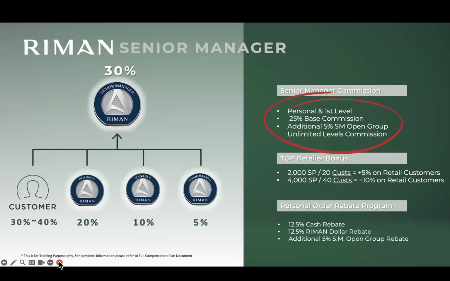Okay. Now, when you get to the second position, it is called senior manager. Now, this is to do 6,000 SP points in 3 calendar months. Okay. It's a rolling calendar months.